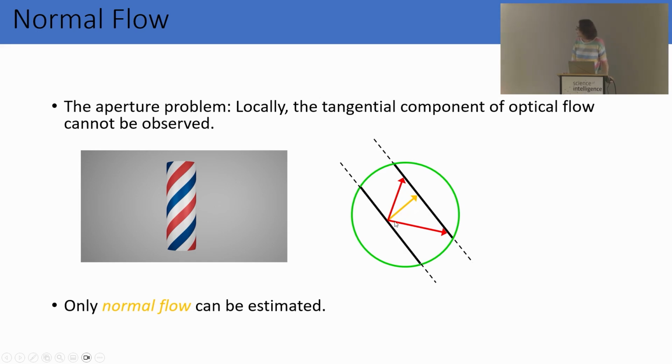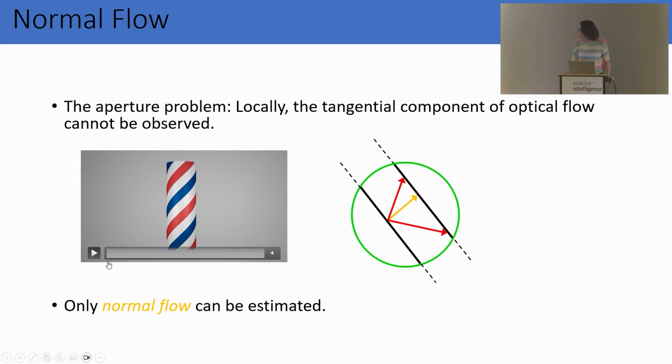I can't really say what the flow is. Is it here or is it here? If I have only an edge in the image, I can only say the edge moved this way. That's physics, it has nothing to do with how I do it. While this is a 2D component, locally I am only confident about this 1D component, which, because it's normal to the edge, went into the literature as being called normal flow.